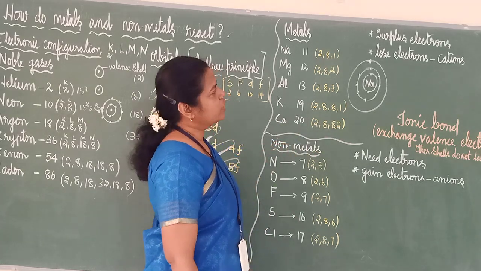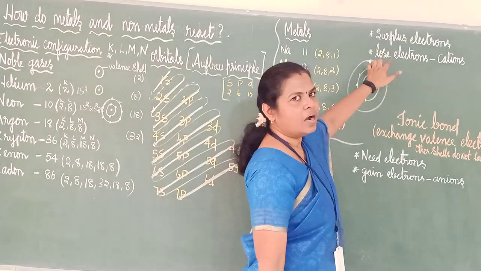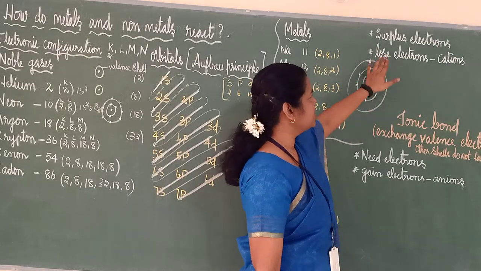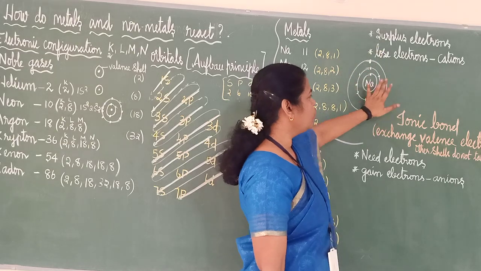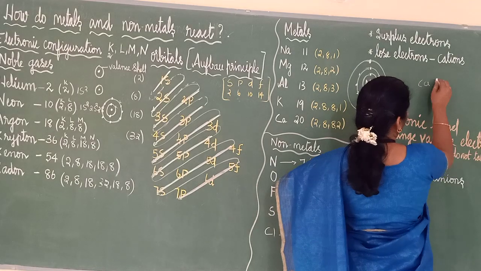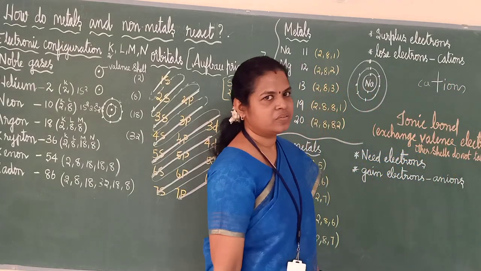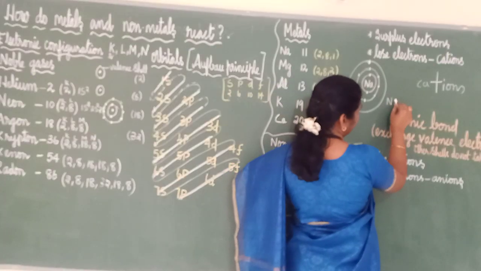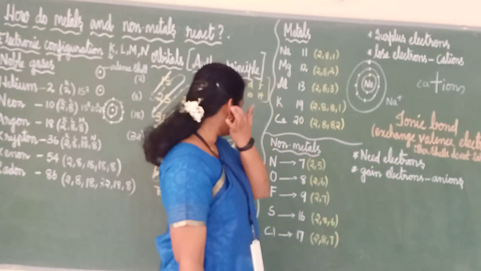By studying this, you will come to know that they have extra electrons in the outermost shell. Right? Extra electron is there. So surplus electron, more than what is needed, is there in the outermost shell. What will they do? They will lose electrons and they will become, I told you, cation. Okay, they are giving and they will become cation. They will get the positive sign. So whenever you are writing sodium ion, how will you write? Na plus. They will always get a positive sign there.